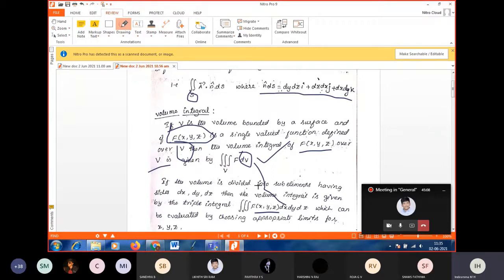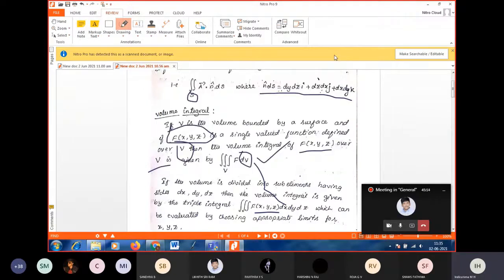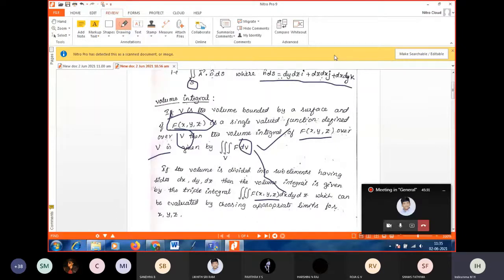This can be evaluated by choosing appropriate limits. We have to choose appropriate limits for x, y, z. How can we choose them? We discussed that already in the first sem by changing the order of integration. Again we are going to recall here how we can choose the limits for the given region or the given volume. I will explain that again.